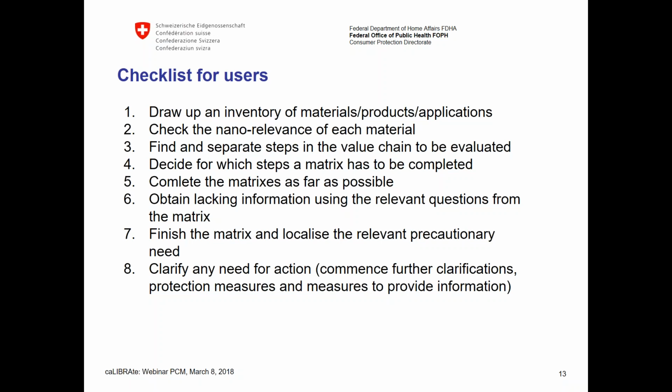Then point 6, if you have lacking information, you have to get this information. And point 7, if you have all the information that is needed, you can finish the matrix and localize the precautionary needs. And at the end, as a conclusion, you can clarify the need for actions. This can be looking for further clarifications, looking for more tests, protection measures may be needed, and measures to provide information to the consumer may also be important.